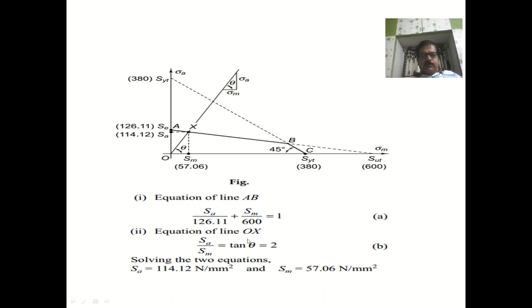And another equation is the equation of the line OX, and this is SA by SM is equal to tan theta, that is 2, and hence SA is equal to 2 times SM. By solving equation 1 we find the amplitude stress is 114 and the mean is 57.6. By applying a suitable factor of safety, we will find out the allowable stresses.